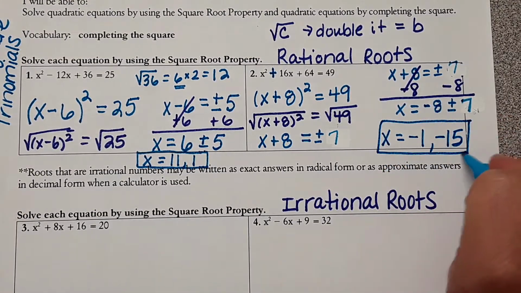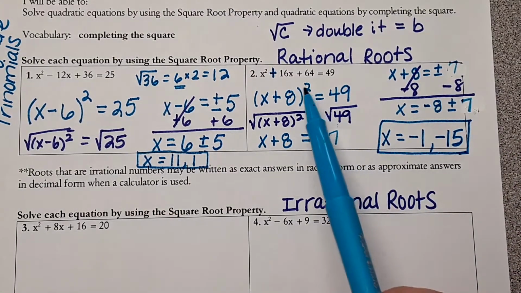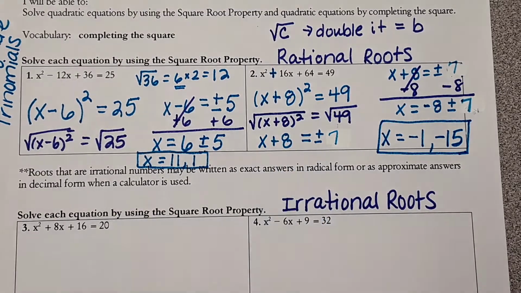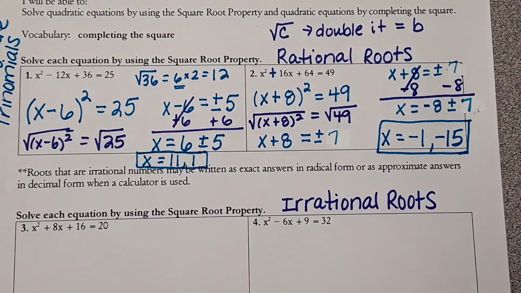Remember, you guys, you're going to have two answers or you're going to have a double root. The reason you're going to have two answers is because it's x squared. It might be a double root, but you will always have two answers.